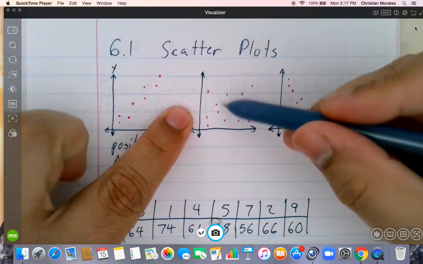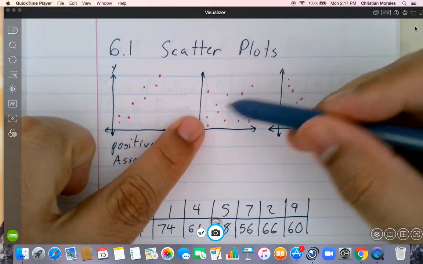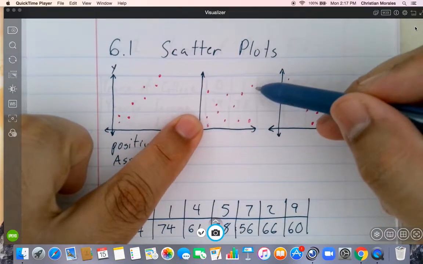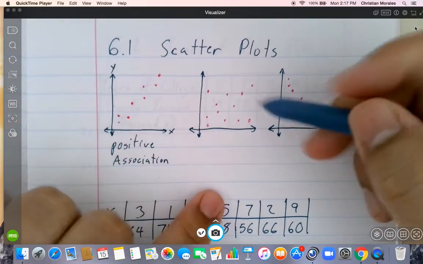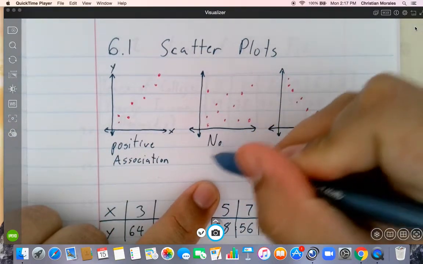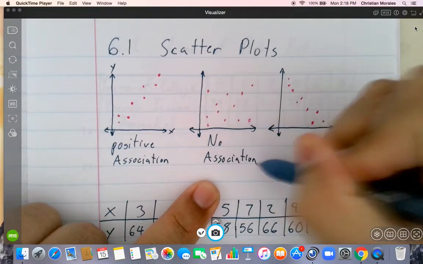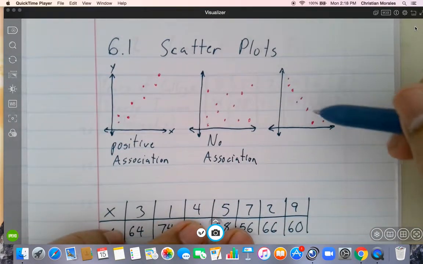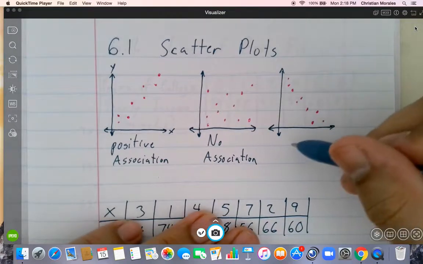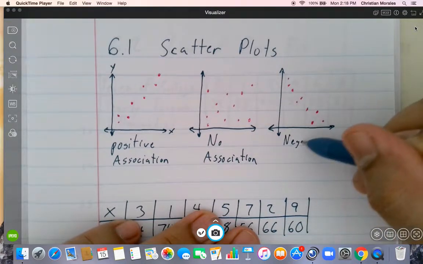This doesn't seem to have a pattern. I guess you could say it goes up this way, but you can also argue that it's going down this way. So this would be no association. And then this one seems to be going downward. So we would say this has a negative association.